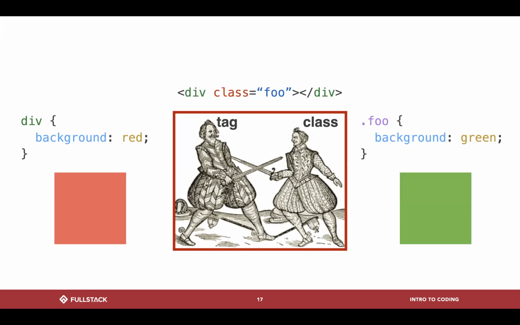So here we have another one. We have a class, right? We have a div which has a class foo. The rule on the left says all div elements have a background color of red. And then on the right, all elements that have a class of foo get background color green. Anybody want to try for this one? Which one's going to win out here?